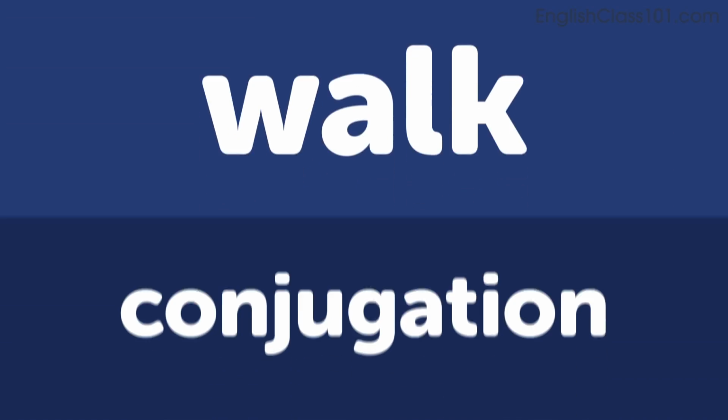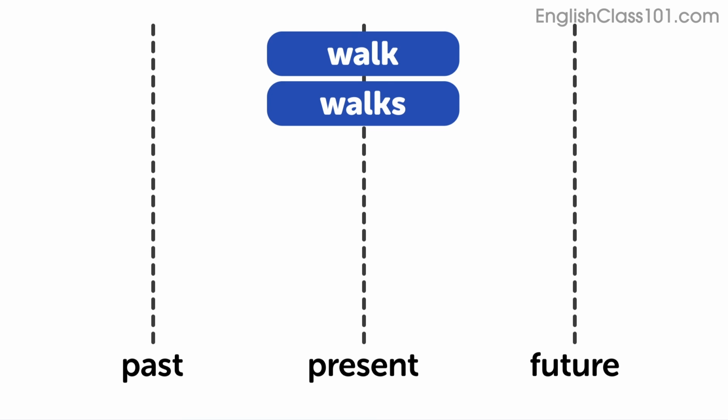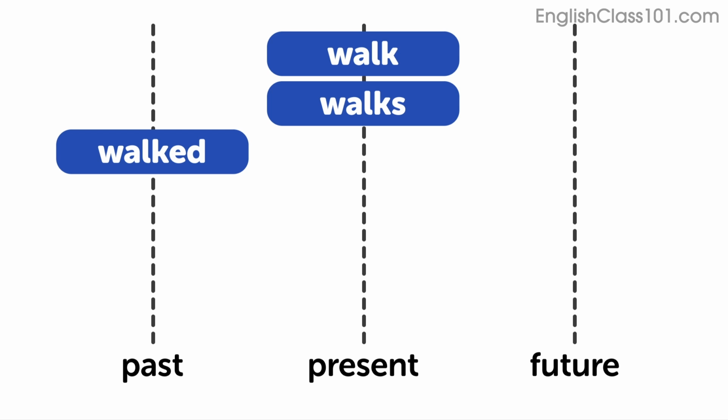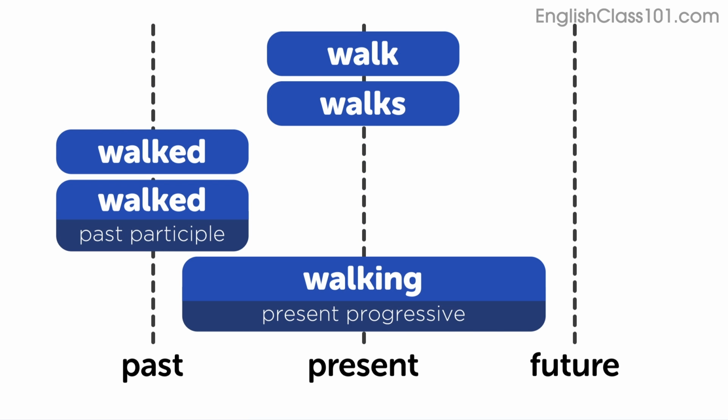Now let's look at the conjugations of each verb. Present, walk, walks. Past, walked. Past participle, walked. Progressive, walking.